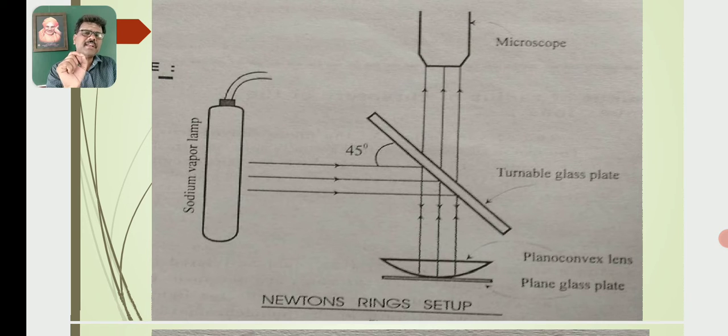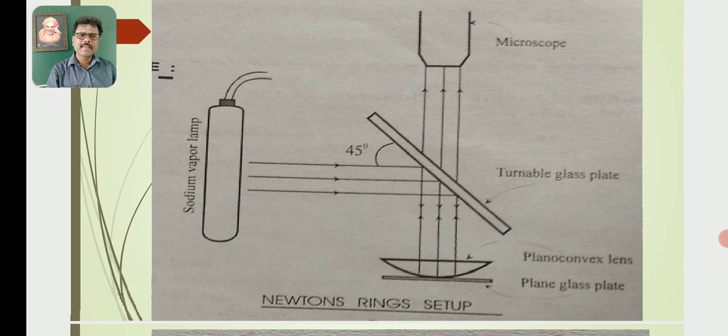The parallel beam of light, that means a plane wavefront, is made incident on an inclined glass plate, where the glass plate is adjusted such that the parallel beam of light gets reflected and travels vertically downwards and is incident on the plano-convex lens, that means on the Newton's rings setup.